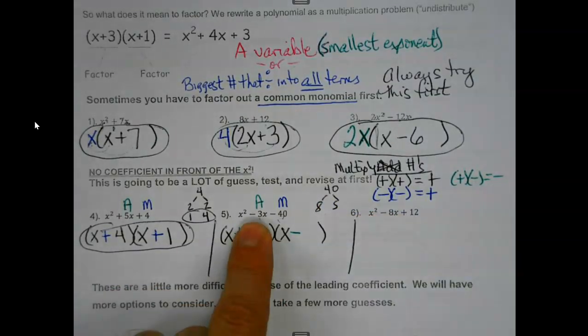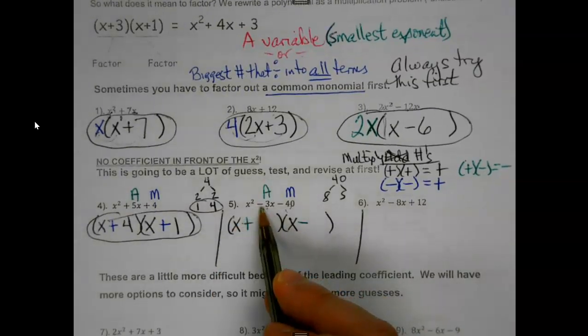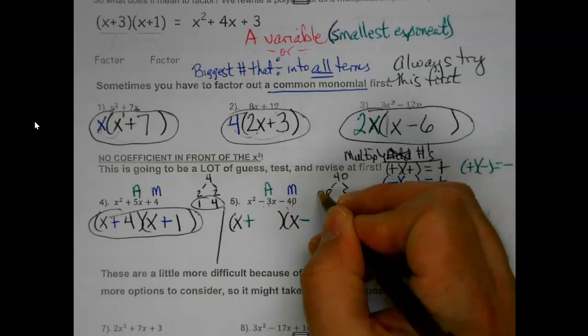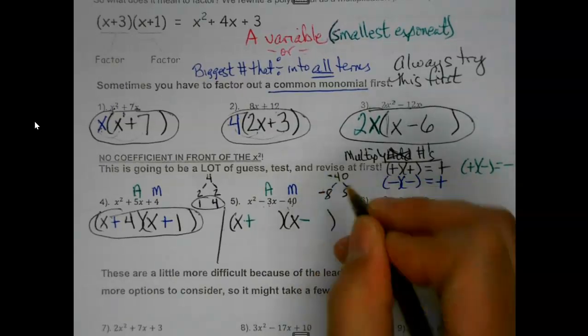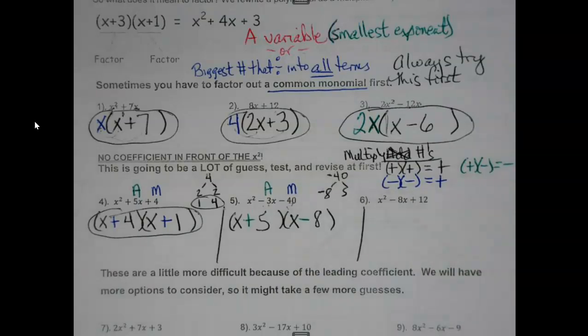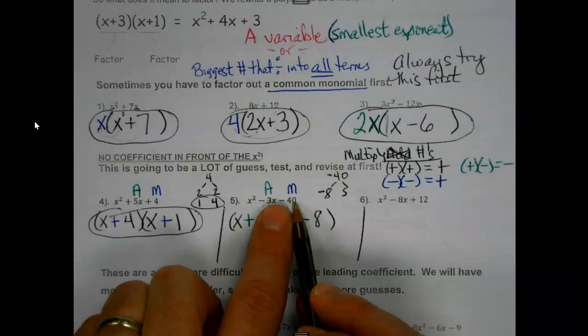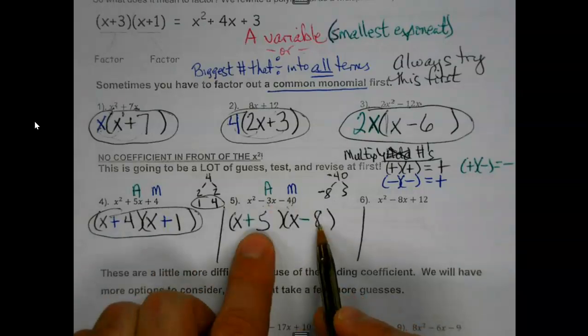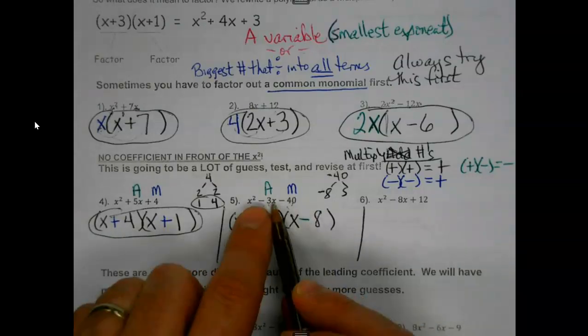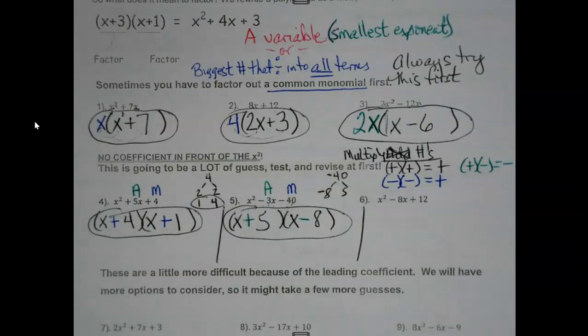So if I'm going to do 8 and 5, now I have to pay attention to my add number. I want it to add up to negative 3. So the bigger number has to be negative. The same two numbers multiply to the number on the end, but those exact same two numbers add up to the number in the middle. So signs are going to be important, but that middle sign will always tell you which number's bigger.